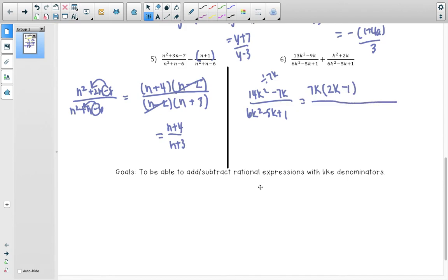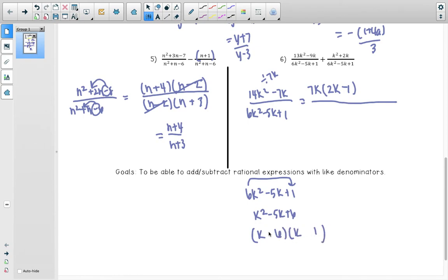Now the bottom is where the work is. There's a 6 in front of it. Anytime there's a number in front of your x squared or k squared, you're going to have to do the bottoms up method. So 6 to the 1. And then you factor as normal. So let's see if this works.